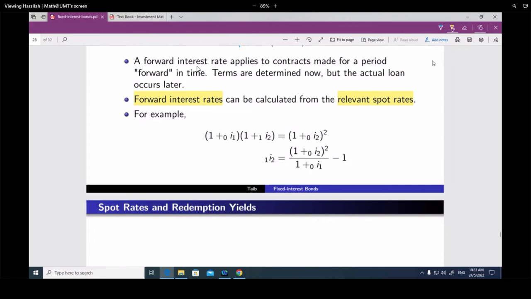Okay, think of this. This is about time 0, 1 and 2. So the rate between 0 and 1, what is the rate? 0I1. Between 1 and 2, 1I2. And between 0 and 2, 0I2. This is from here to here.